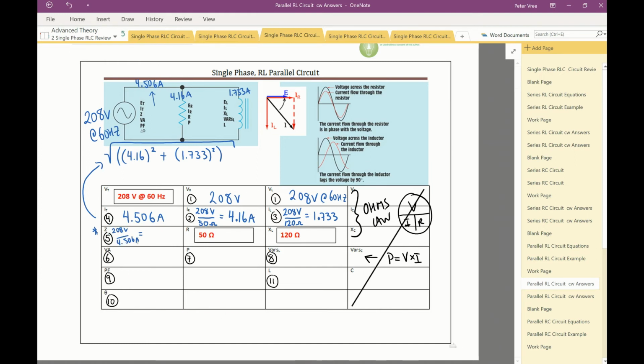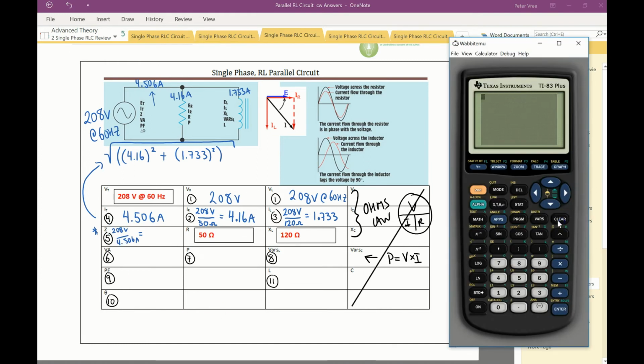And what does that give us? And you'll have to tell me whether you like seeing the calculator here. Some people don't like it because it takes a little bit too much time. I like it because it shows everybody how I'm putting everything into the calculator.